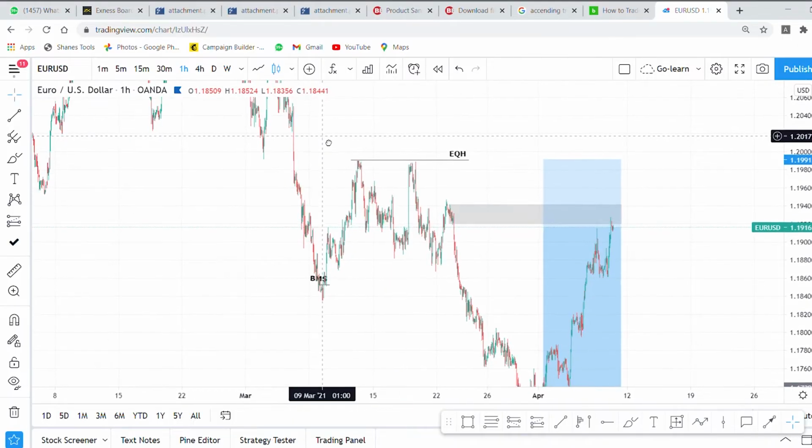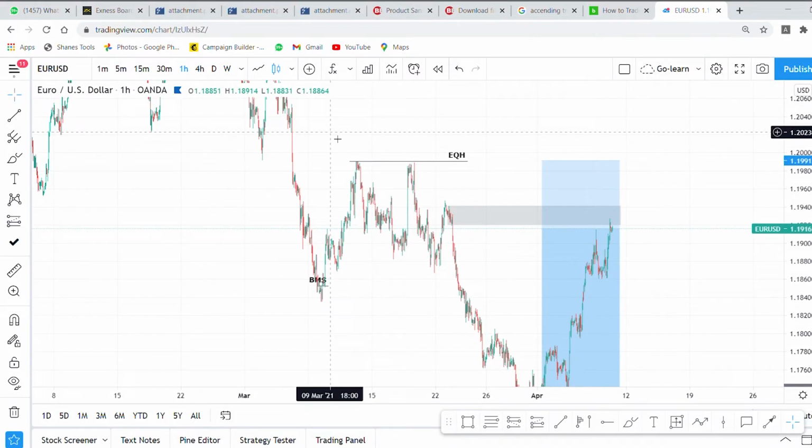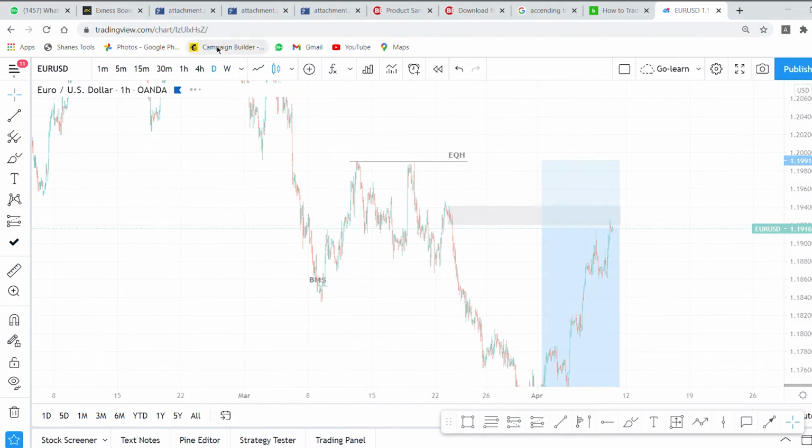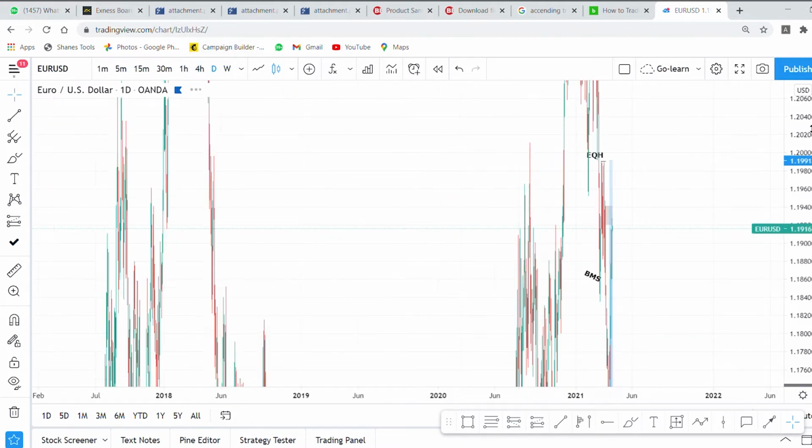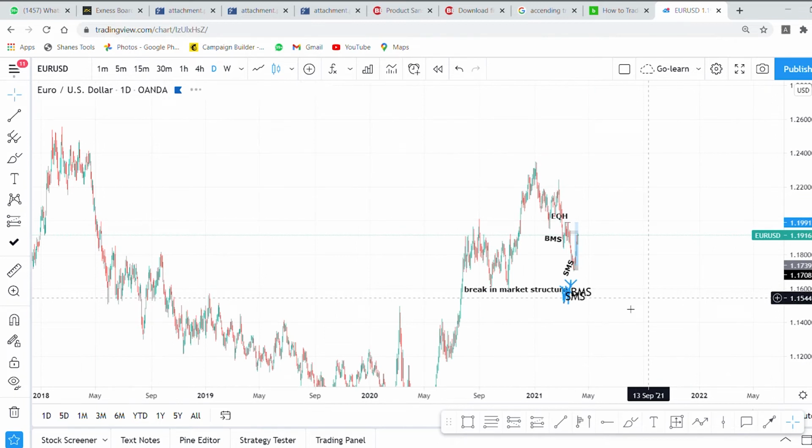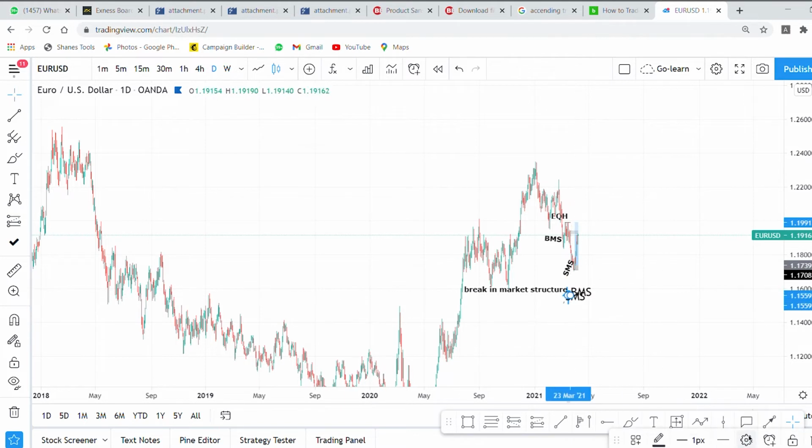Okay, now one more thing. Remember I said liquidity zones are also major highs and major lows. Okay, now let's go on the daily time frame. Now it is also very important for you to start your analysis on a higher time frame to a lower time frame. Okay, let me take this off my charts.